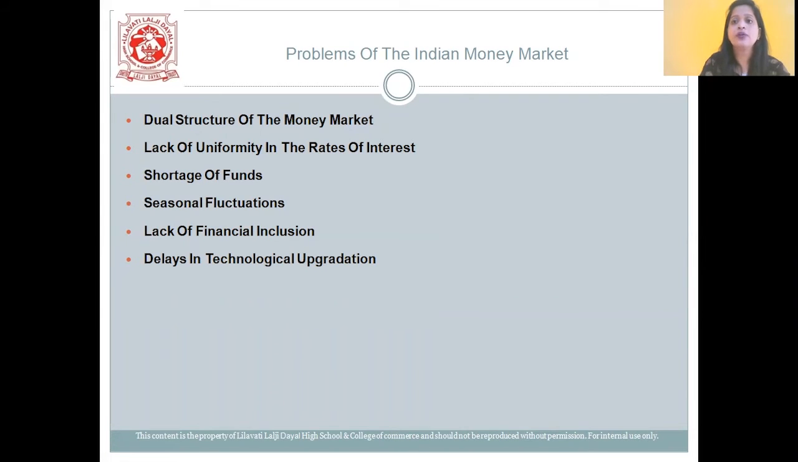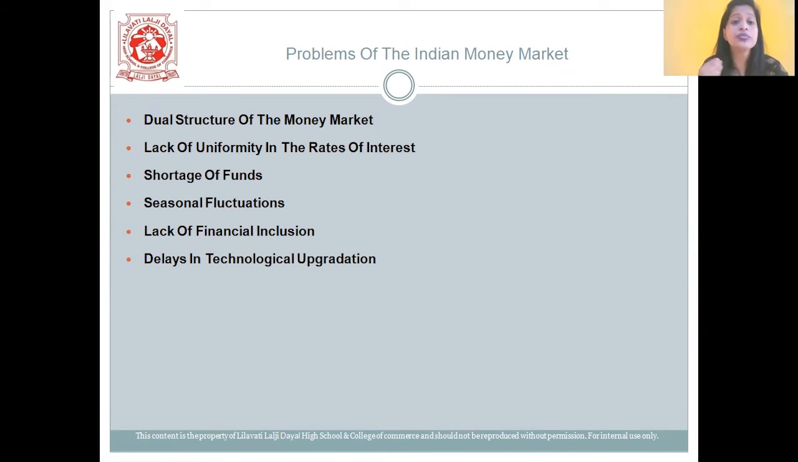There are certain problems that are involved in the money market. Let's have a quick look at that. First one is dual structure of the money market. Here both the organized and the unorganized sectors are present in the money market. Because of this, there is lack of transparency, many problems, and lack of coordination can come in. So because of the dual structure, with the organized and unorganized sectors coming together, it can be a problem in the money market.